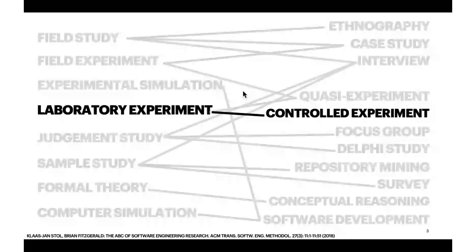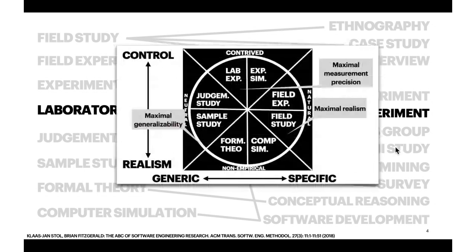Laboratory experiments are quite common in empirical software engineering research. In fact, they are responsible for 35% of all empirical studies published in 2017 in the Empirical Software Engineering Journal. This percentage is second only to sample studies, which we've been discussing last week, both when we talked about surveys and when we talked about repository mining. So the popularity of laboratory experiments is not so surprising, right?